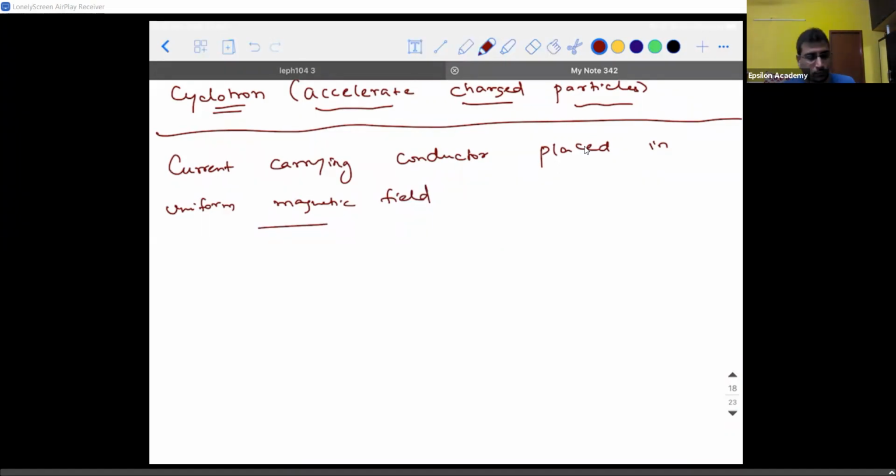going to happen? So in the beginning of this chapter, you would have learned, if you have a current carrying conductor, there is a magnetic field around it. But now the question is, you already have a magnetic field. What will happen if you place a current carrying conductor in that magnetic field? So let's see.